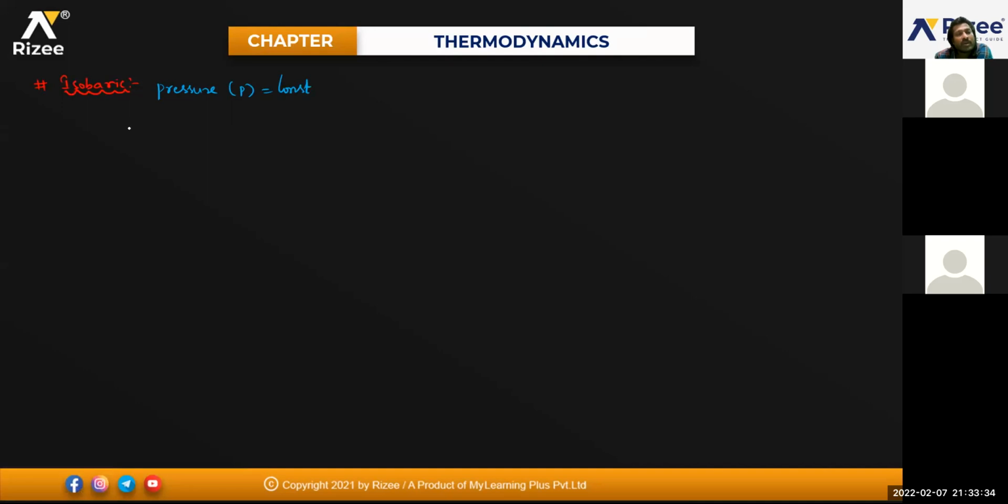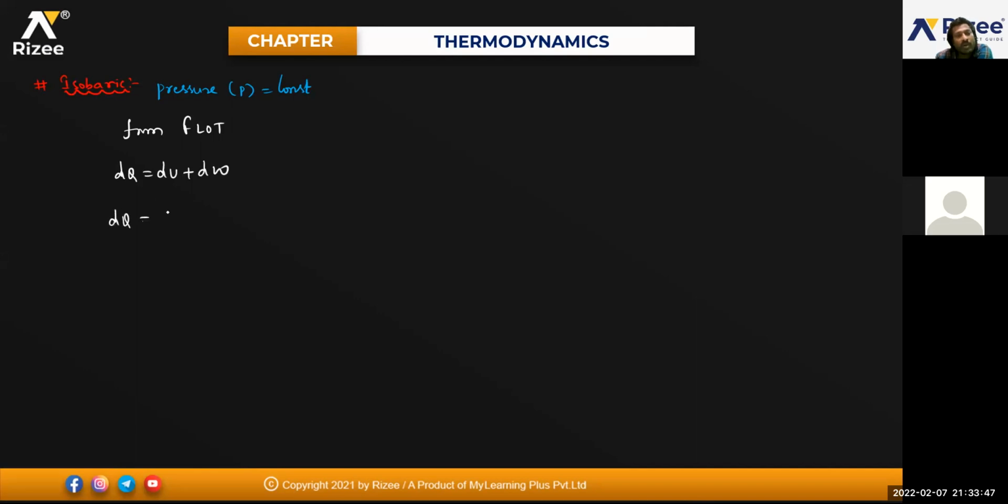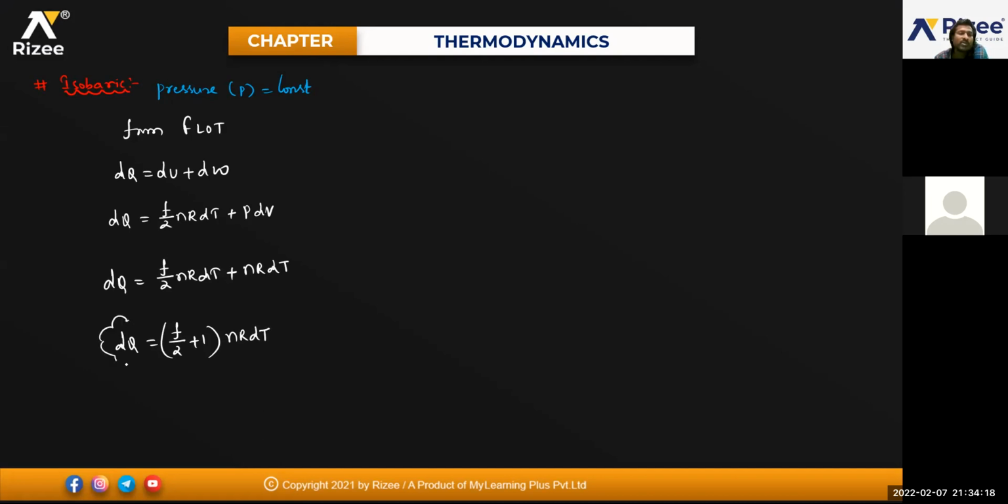If the pressure P is equal to constant, from the first law of thermodynamics, dQ will be equal to dU plus dW. That means dQ will be equal to f by 2 nR dT plus work done, which will be equal to pressure into change in volume. From the ideal gas equation, P into delta V will be equal to nR dT. So dQ will be equal to (f by 2 plus 1) nR dT. Clear, beta? dQ is equal to (f by 2 plus 1) nR dT. That will be for the isobaric process. Any doubt in this one to anyone?